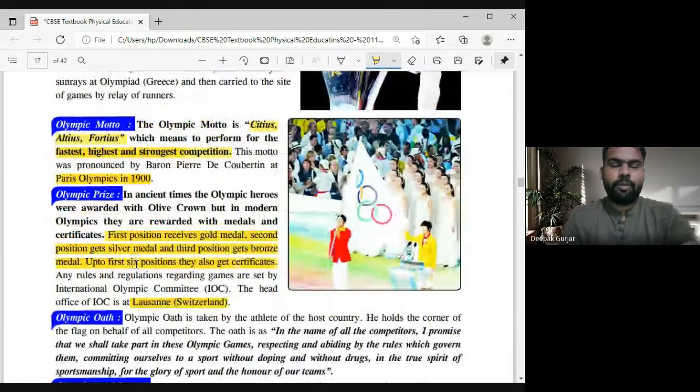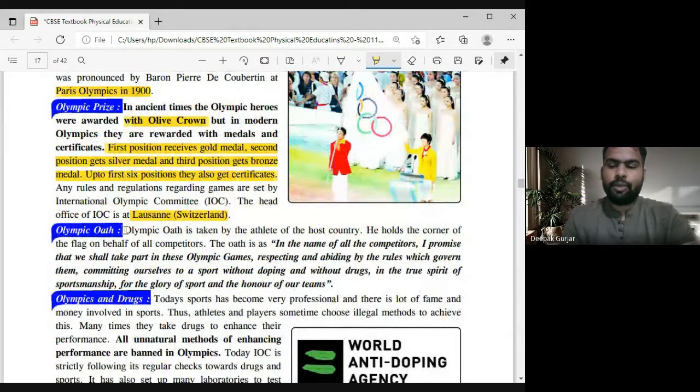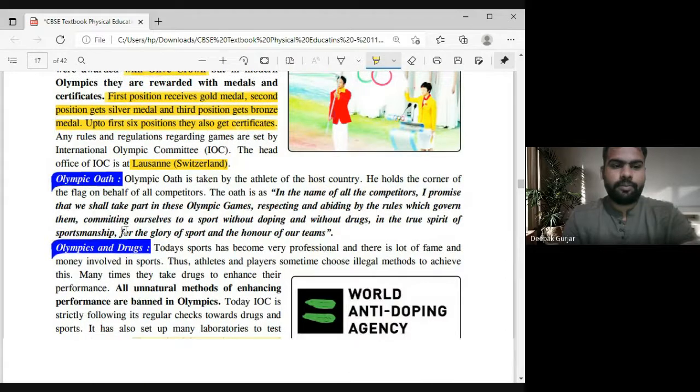If we talk about the Olympic prize, in the ancient Olympics the prize given was a crown of olive leaves. In the modern era, medals and certificates are given. For the first position we have gold, for the second silver, for the third bronze, and up to the sixth position they get certificates. The IOC, the International Olympic Committee, decides about Olympic matters in detail, and the headquarters of the IOC is in Lausanne.